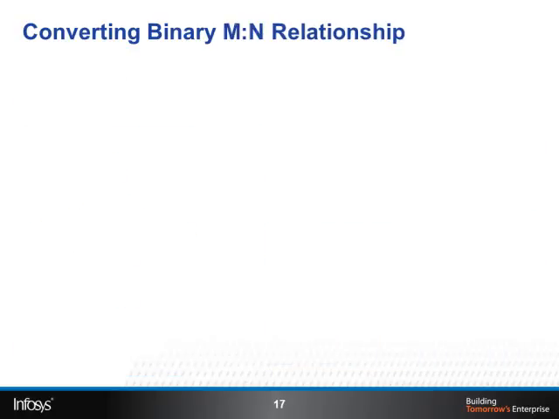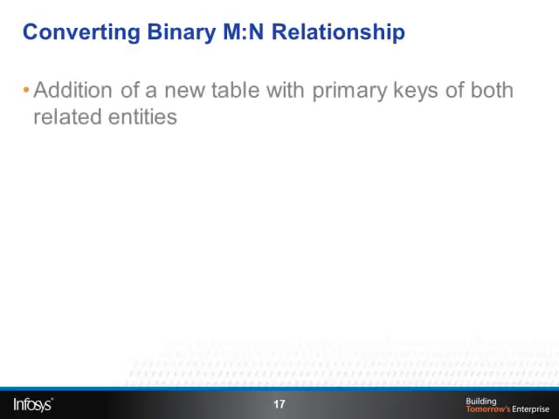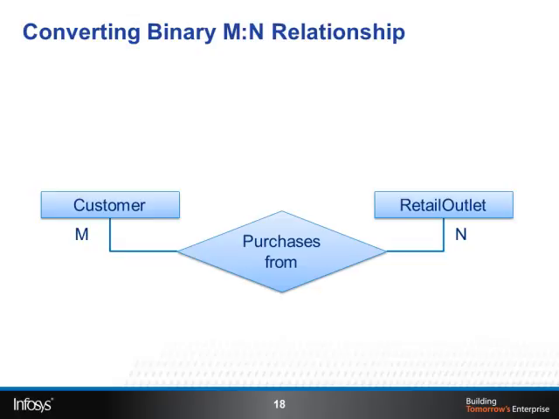For binary relationships of m:n cardinality, the approach is slightly different. Such relationships require an addition of a table comprising of the primary keys of both the tables it is to relate. Consider the scenario: customers purchase from various retail outlets. The entity customer is related to entity retail outlet via an m:n relationship purchase from.